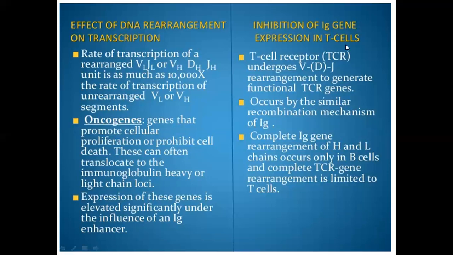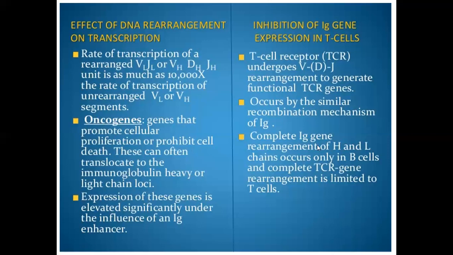T cell receptors are given in the syllabus. The T cell receptors are TCR. I've already explained the structure of TCR and all. In TCR also, the genes undergo rearrangement, VDJ rearrangement, to generate the functional TCR genes. This occurs by a similar recombination mechanism as Ig, including the recombinases RAG1 and RAG2, similar to immunoglobulin genes.